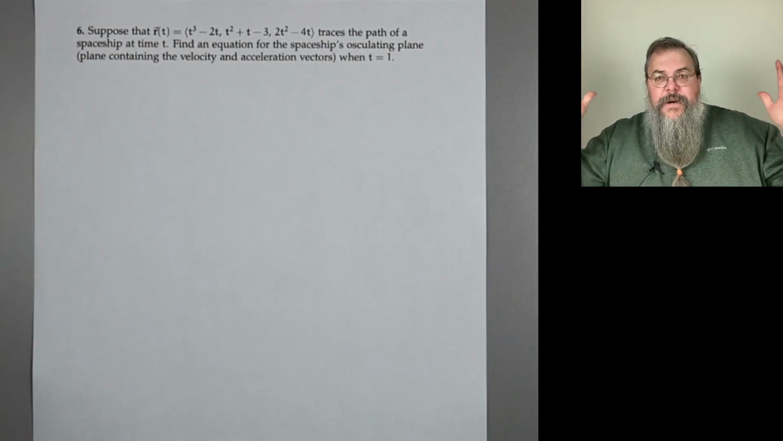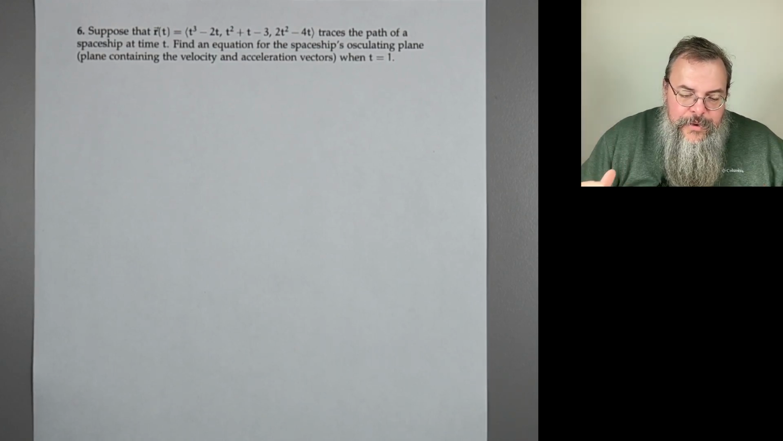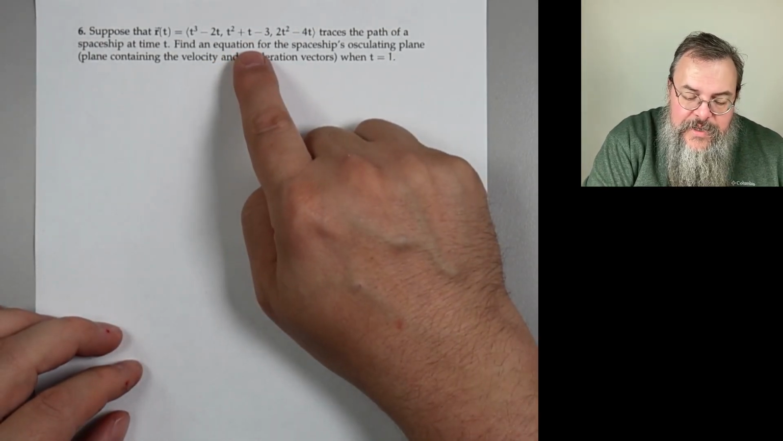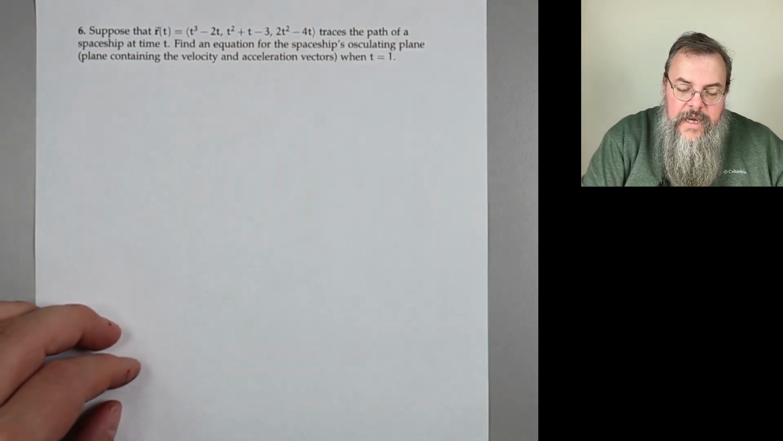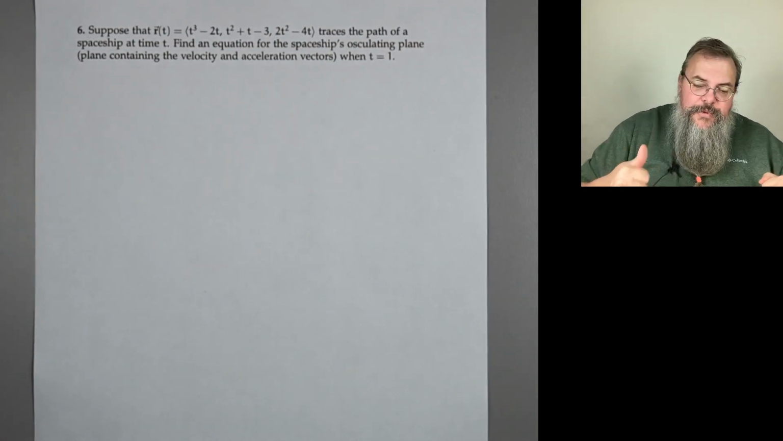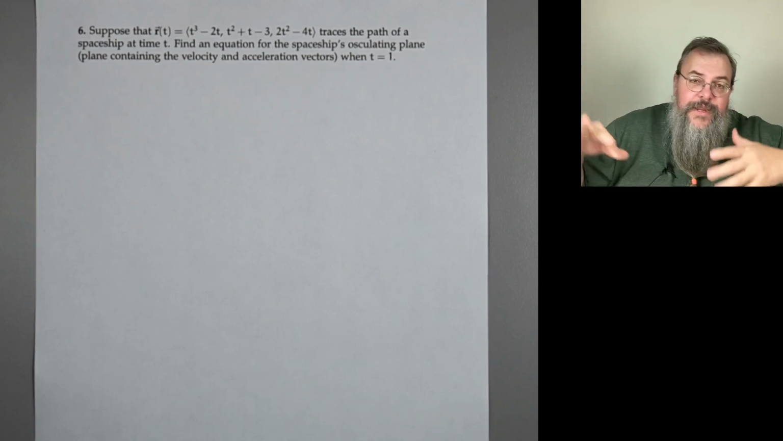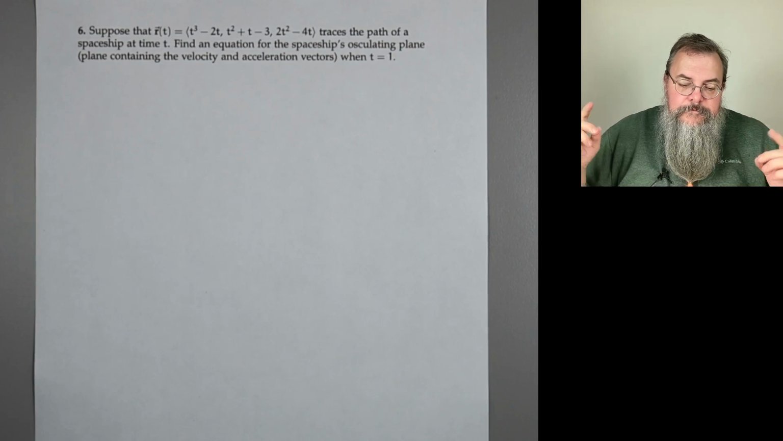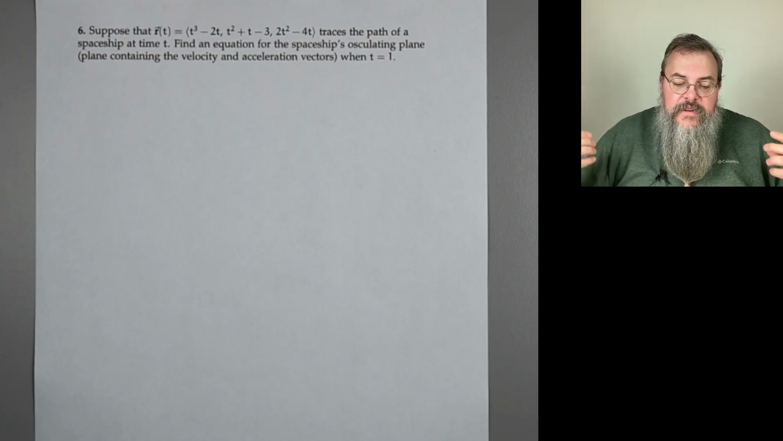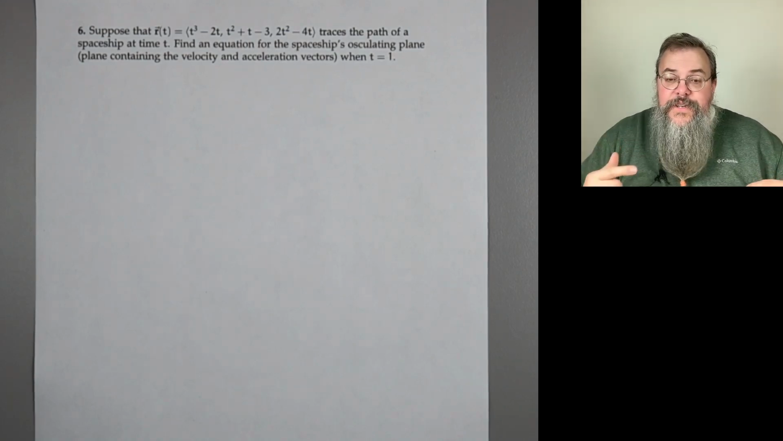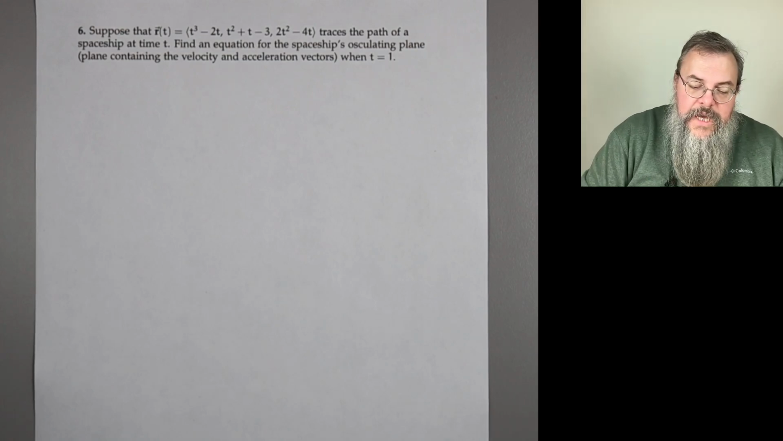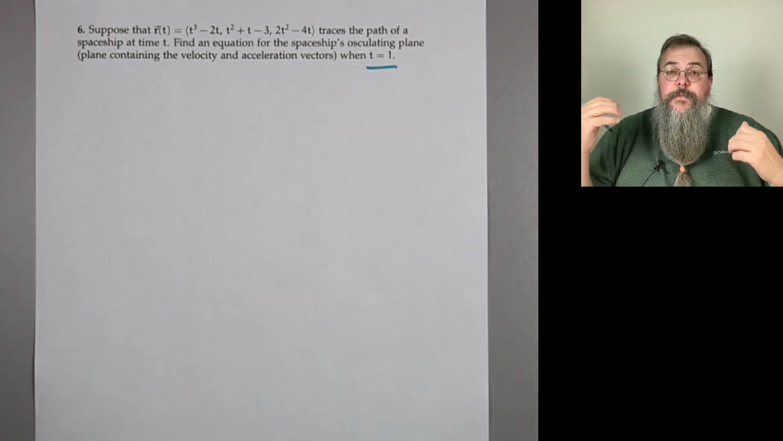But all right, last problem, number 6. Suppose that r of t is (t³ - 2t, t² + t - 3, 2t² - 4t), and it traces the path of a spaceship at time t. They love spaceship problems. Spaceship problems or particle problems, it's all the same thing. Things moving in 3 dimensions. Find an equation for the spaceship's osculating plane. It's the plane containing the velocity and acceleration vectors when time equals 1. All right, so we have a time. Now, remember, we're looking for what?